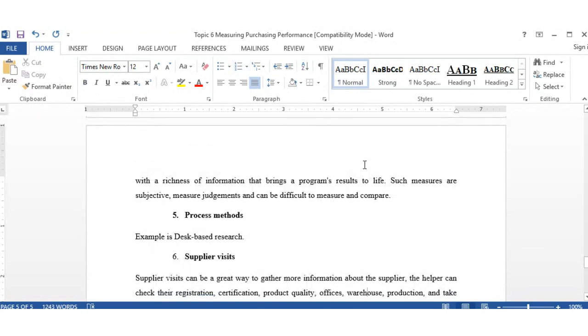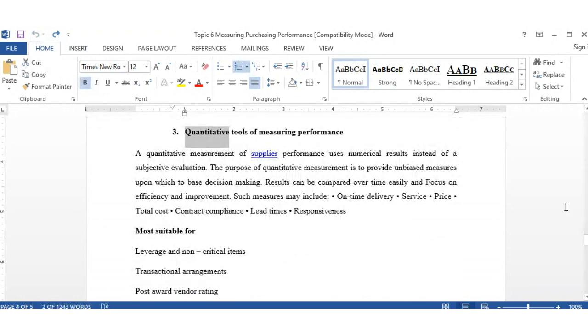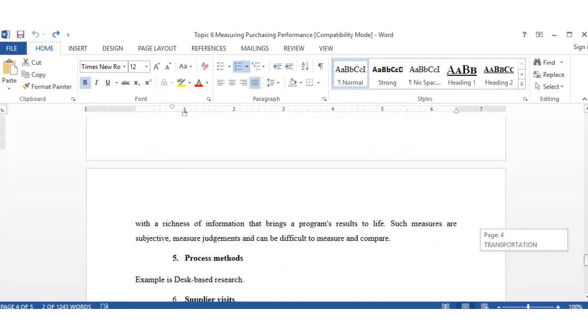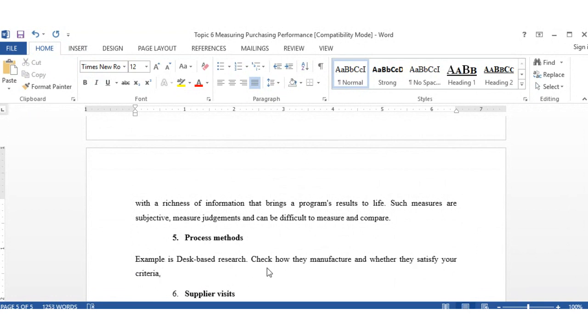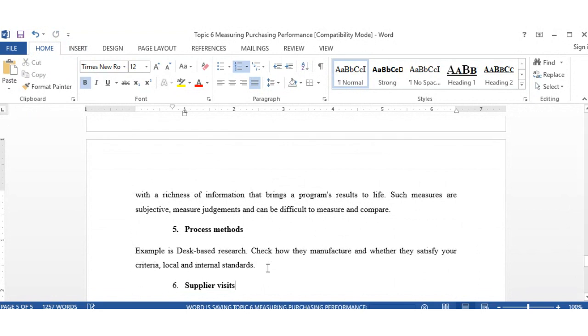You can use a process method where you sit down at your desk and check the background of your suppliers, or you can go to their offices and check how they have been manufacturing their products. You can go to their factory, check how they manufacture and whether they satisfy your criteria, local and international standards. As simple as that. You just walk to their offices, which is the same as a supplier visit.